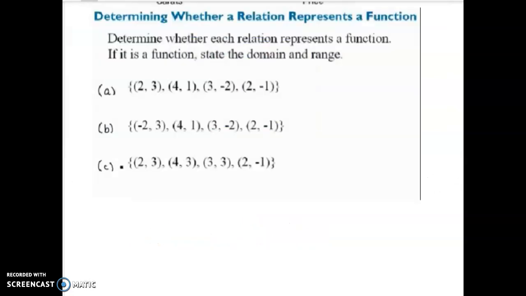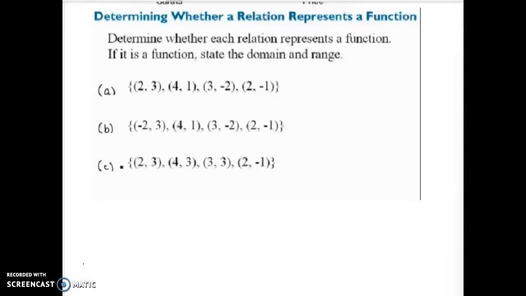Take a moment right now and look at these three examples with sets of ordered pairs. I want you to pause the video and determine whether each relation represents a function. Also, if it's a function, you're going to state the domain and the range. Pause the video and try it now, then we'll check our answers together.